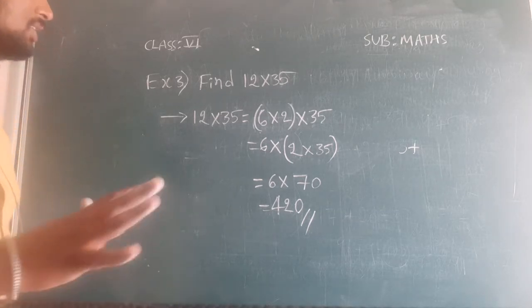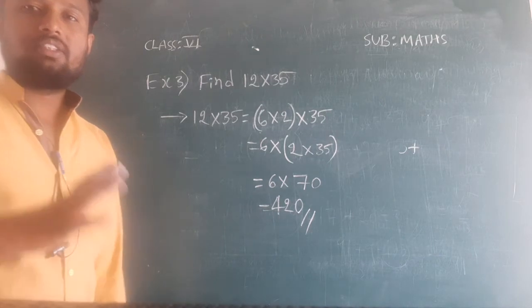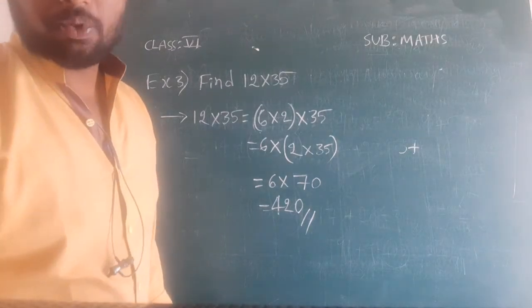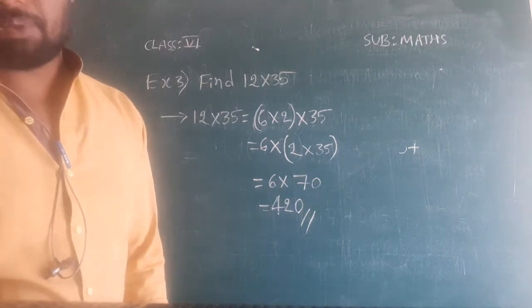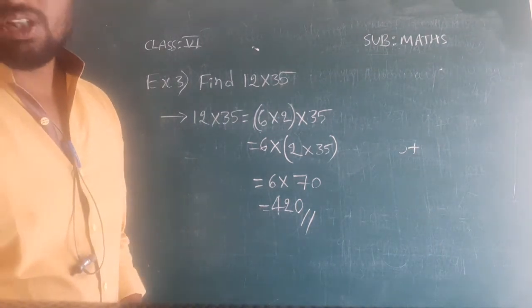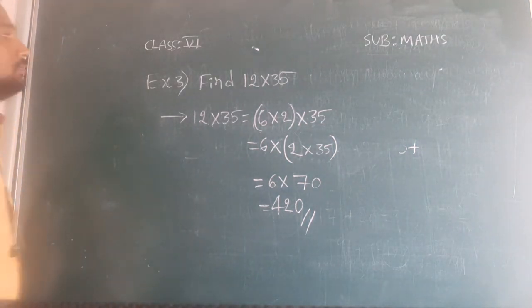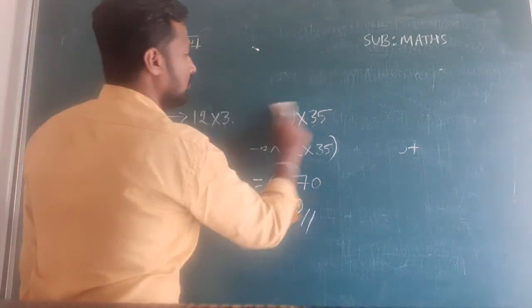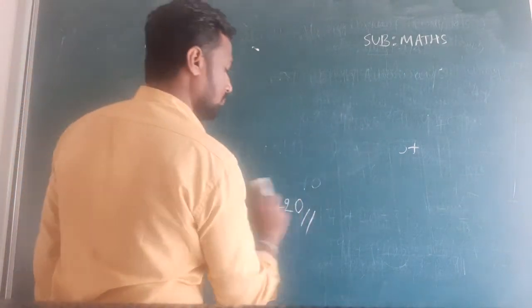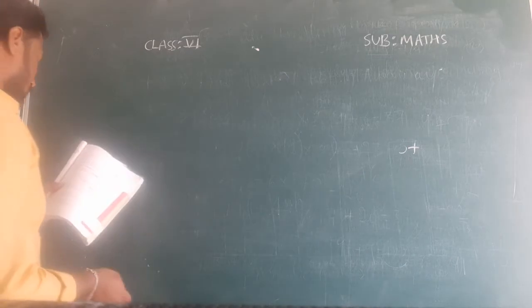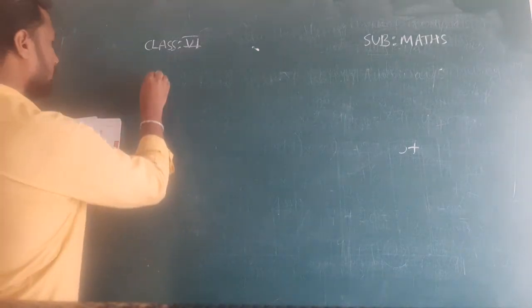Okay? By using this associative property, we are just simplifying this problem. Okay? Just pause this video and write this example. Now I will move to the next example. That is example 4.